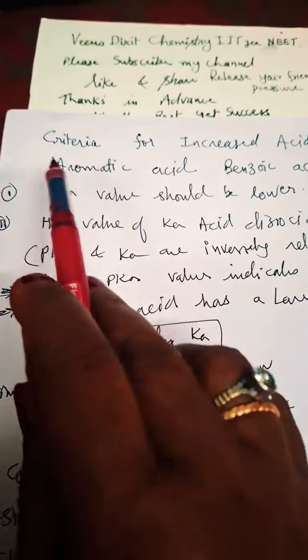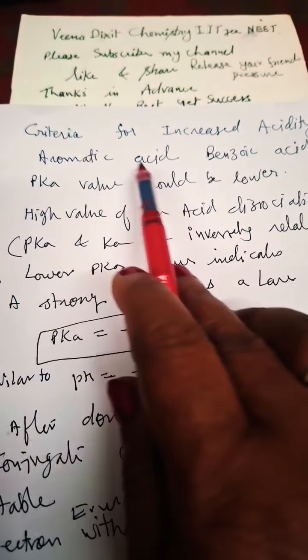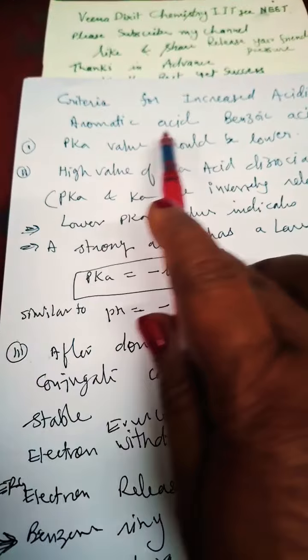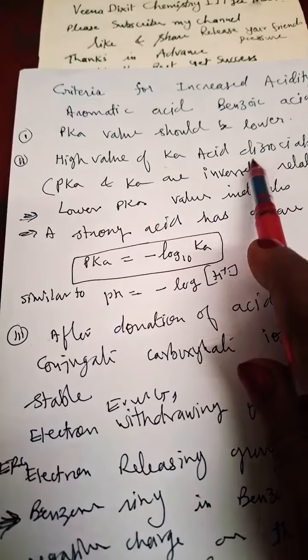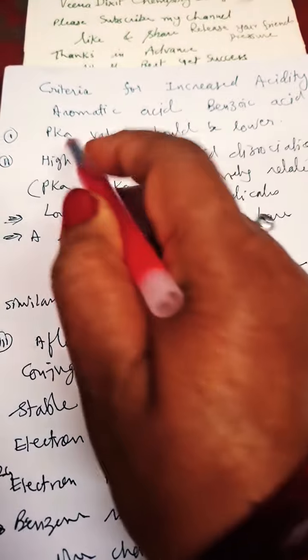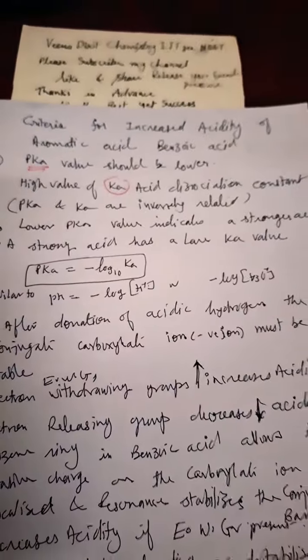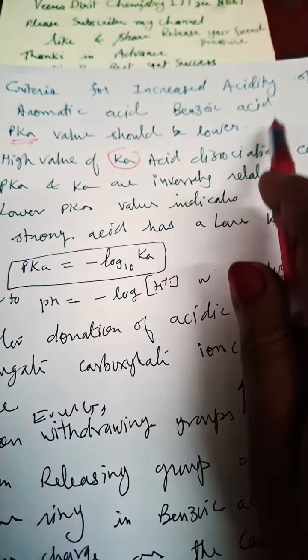Get success, my child. Here we discuss criteria for increased acidity of aromatic acid, that is benzoic acid. So first of all, pKa value should be lower, so higher value of Ka should be there. What is Ka? This is the dissociation constant, and this is a number. If this number is lower, the compound is acidic. If it is higher, the compound will be basic. So lower pKa value, higher acidity.